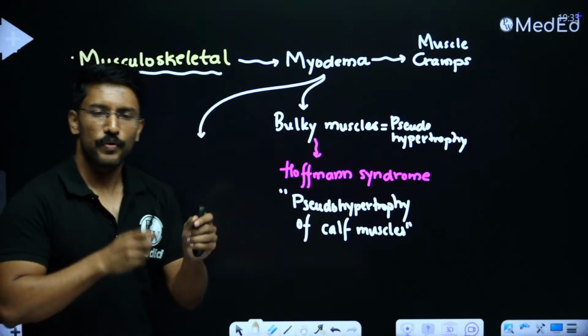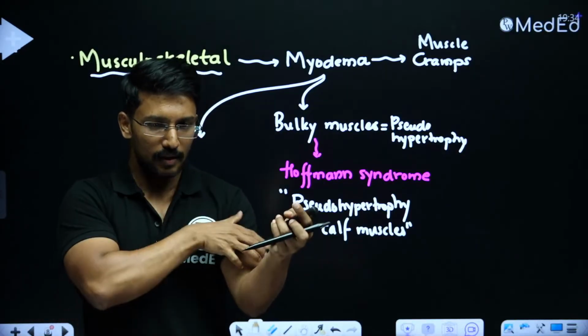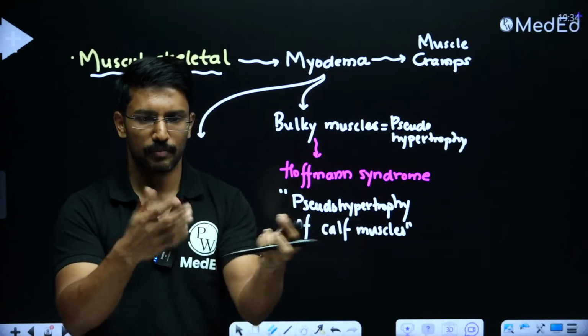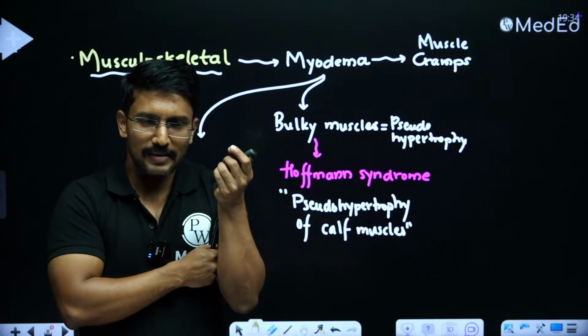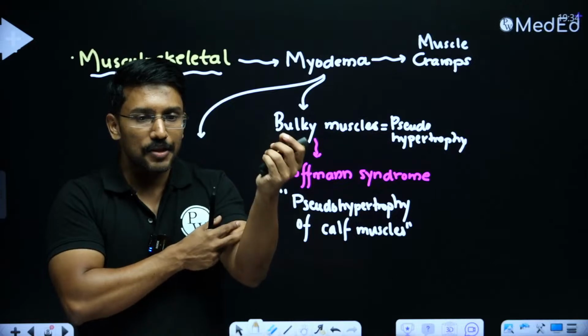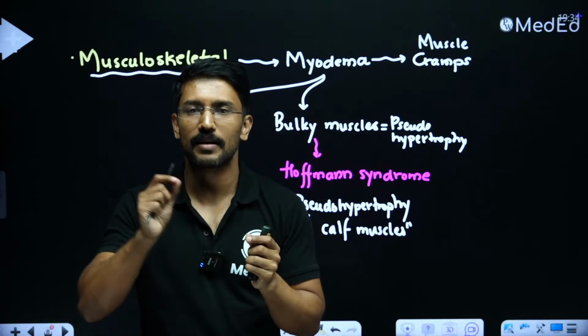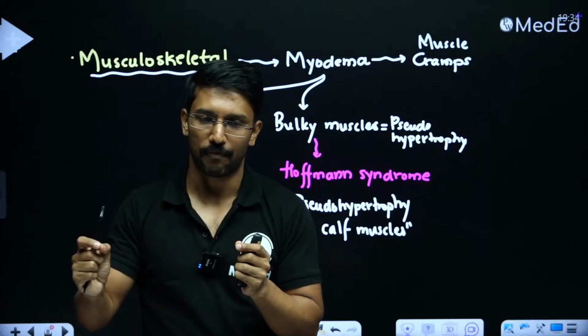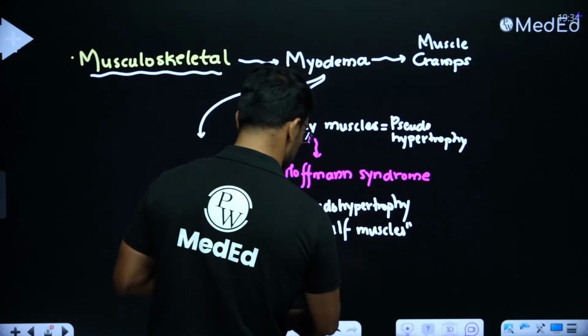Okay. One more thing this myoedema can result in. What is that? When we do tendon reflexes, we give a stimulus to the tendon and what do we expect? The muscle contracts and relaxes. Like when you do a biceps jerk, I hit the biceps tendon, the biceps muscle contracts and then relaxes. That relaxation of an edematous muscle will become slow. So we call it delayed relaxation of deep tendon reflexes.